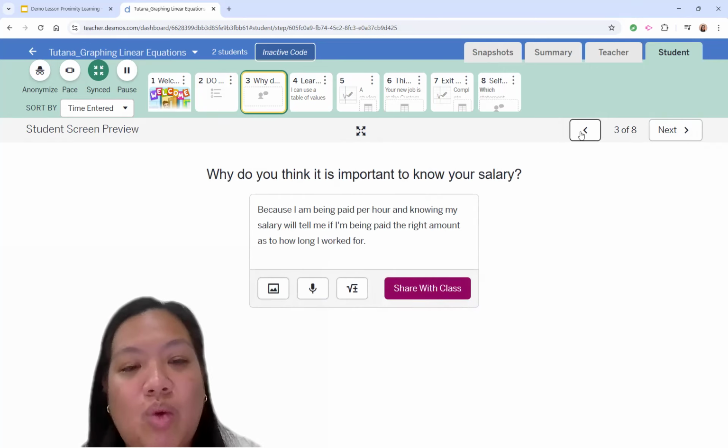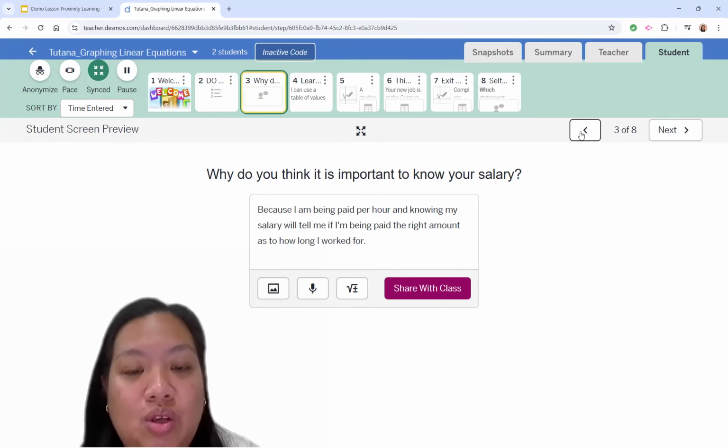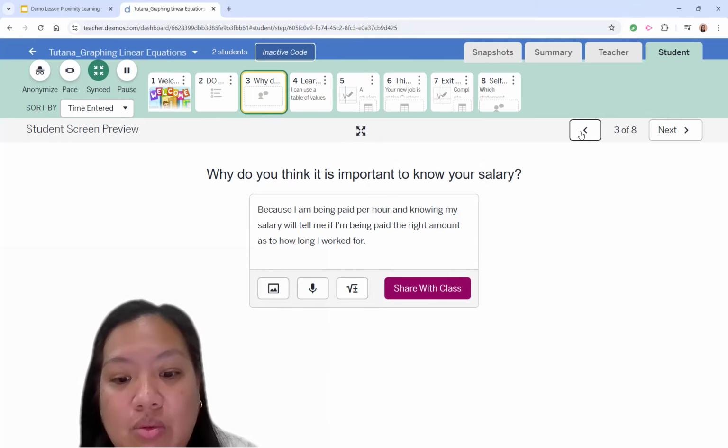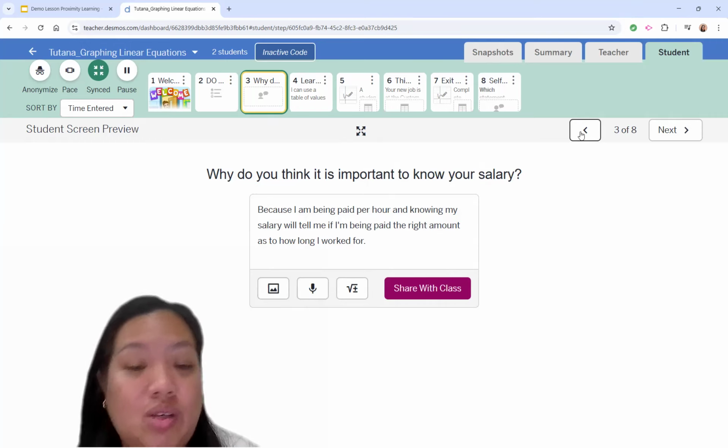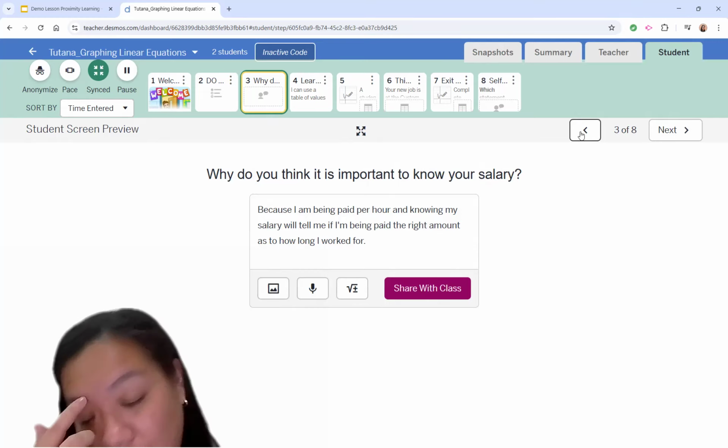So what do you think, or why do you think it's important that when you are working, you know how to compute your salary, or why is it important that you know your salary? Okay, that's right. Since you are being paid per hour, knowing how much your salary is, you should be able to know if you're being paid the right amount. Because if you work for a certain number of hours, you should be paid this much. So it's very important that you know your salary and how to compute it, right?